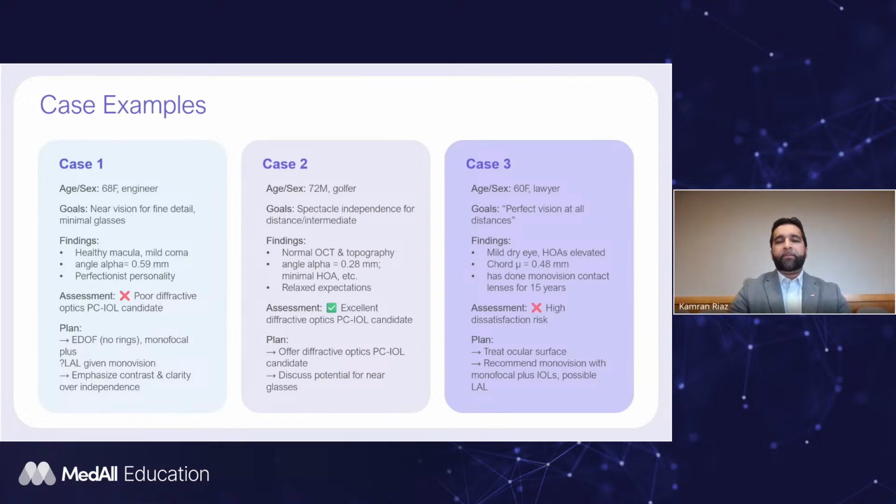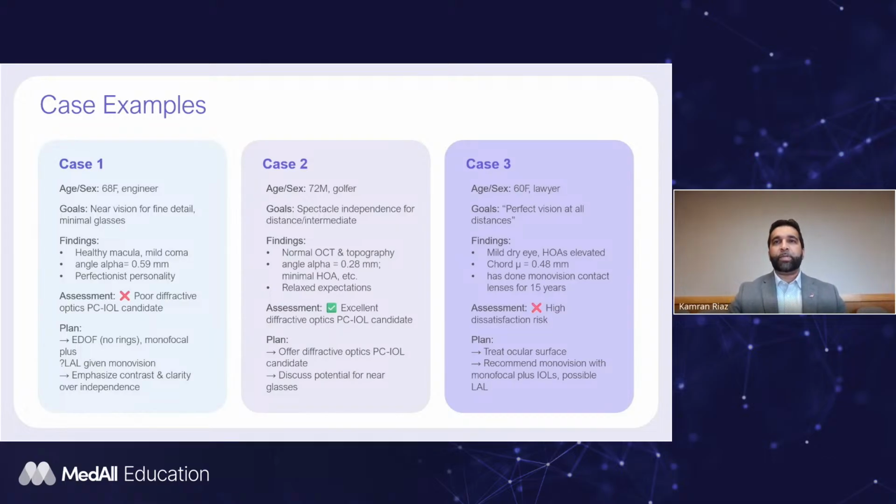And finally, case 3, this is a 60-year-old female. She's a lawyer. Again, very similar to our first patient, but has the goals for perfect vision at all distances. We see some different metrics there, but to me, the most important thing is that she's done monovision contact lenses for 15 years. So she has dry eye and a higher amount of higher order aberrations. So there's a higher risk this patient may be unhappy.